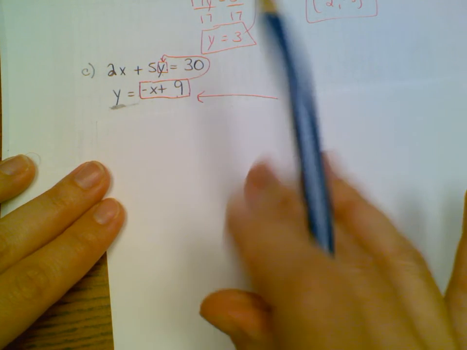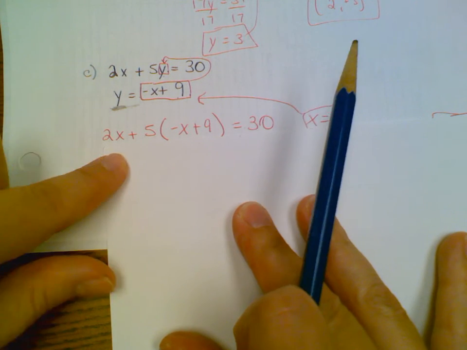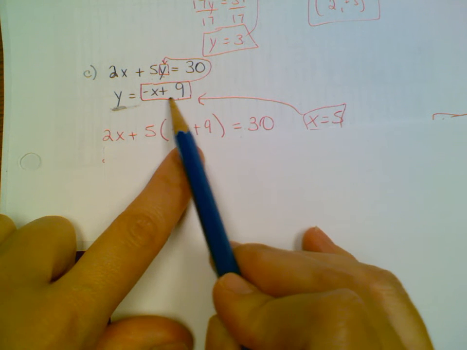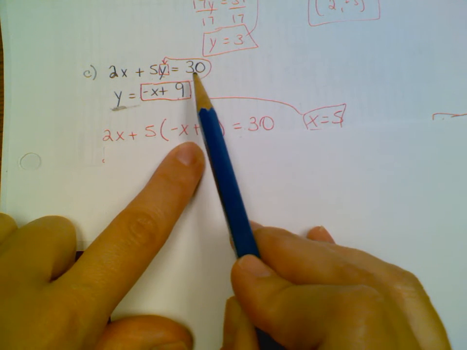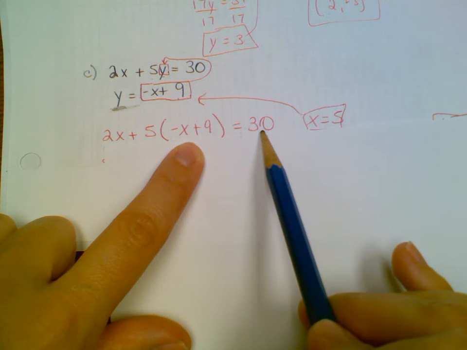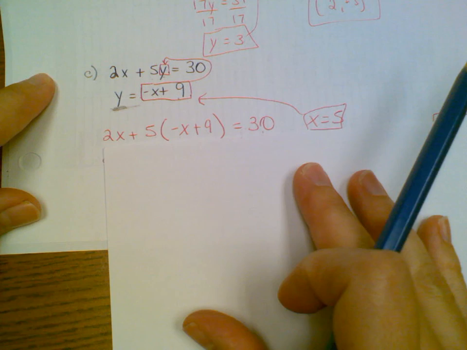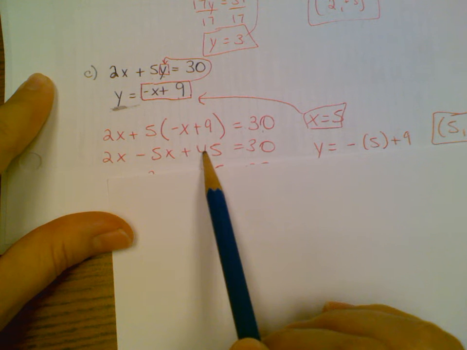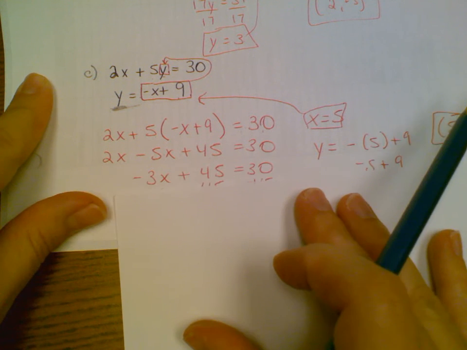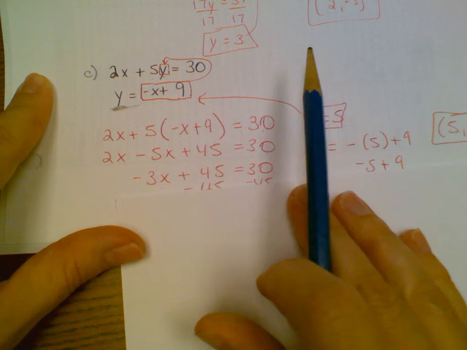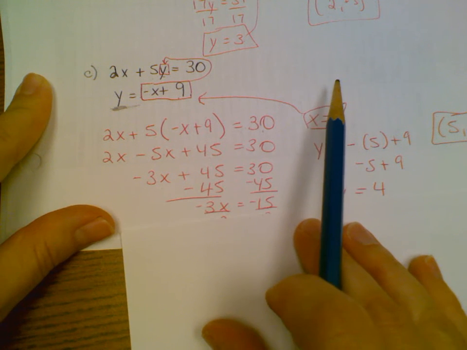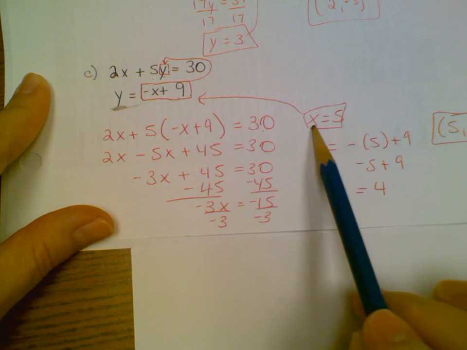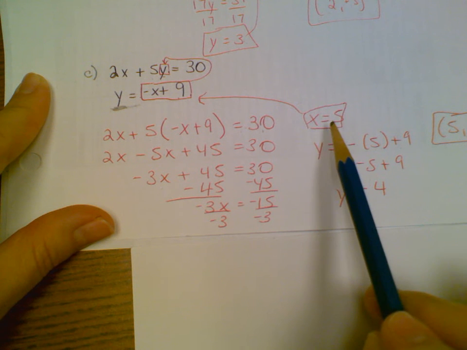So taking that top equation, I would have 2x plus 5, and then in the y spot I now have to replace it with negative x plus 9. Then I finish the rest where it says equals 30. Now I can start solving. So I distribute the 5, I get negative 5x and positive 45. I'm going to combine my two x's, so I get negative 3x. I'm going to subtract 45 over there, so I get negative 3x equal to negative 15, and divide by negative 3. So I've just found that x would be positive 5.